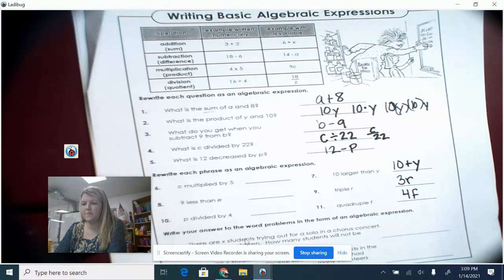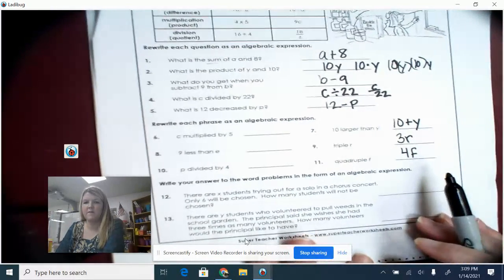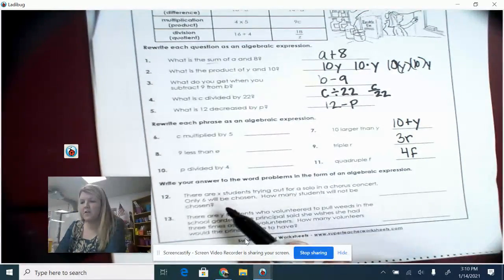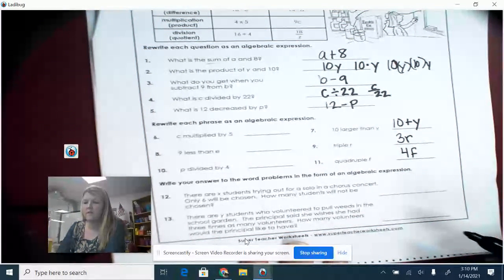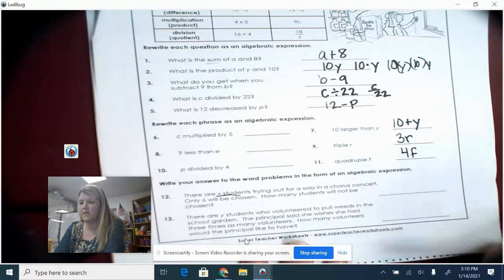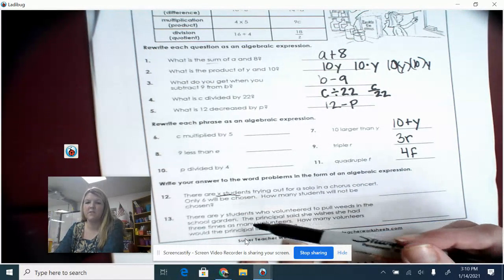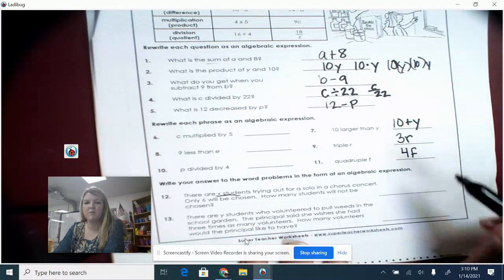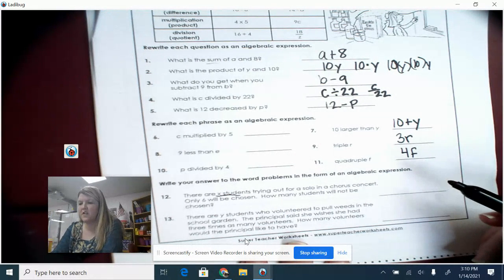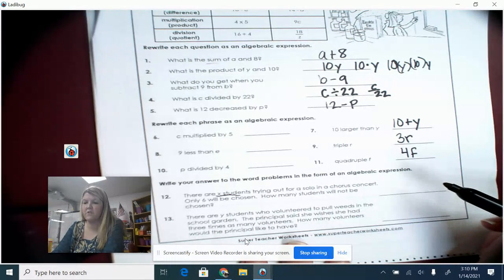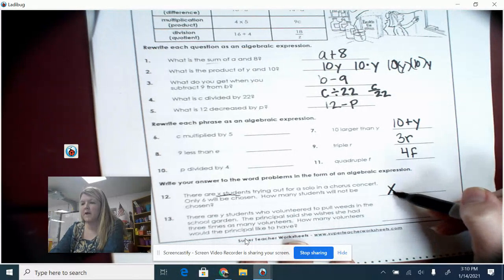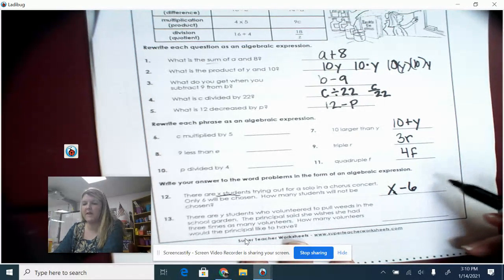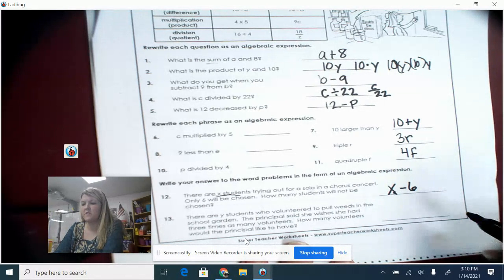And then we'll go ahead and look at a couple of these word problems. So there are x students trying out for the solo in the choir concert. Only 6 will be chosen. How many students will not be chosen? So we don't know how many students are trying out, but we know that only 6 are going to be chosen. So think about what we would need to do. So we've got x students trying out, and only 6 will be chosen. So if we had the total number of students minus the 6 that are chosen, then what's going to be left would be the ones that are not chosen.